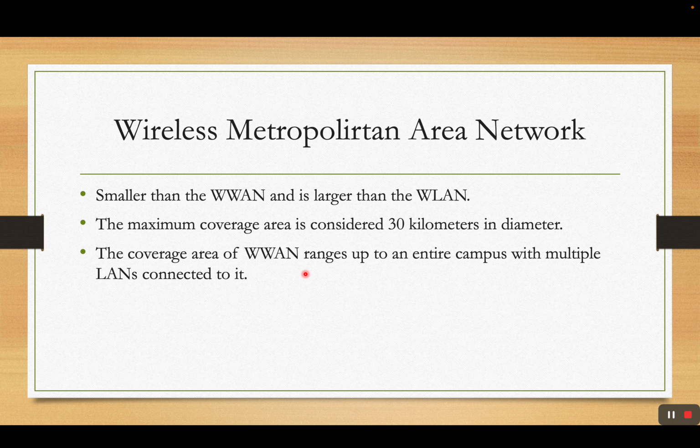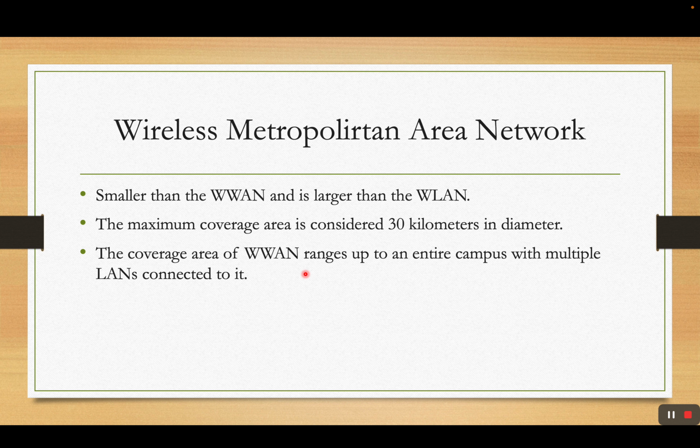Now, what are some of the features here? It's normally a relatively bigger network spread across a city or a large campus, with multiple small wireless LANs connected to it. It ranges up to 30 or even 50 kilometers. It may include many LANs and PANs. It can be point to point as well as point to multipoint network. It could be owned by an ISP or government organization or even a private organization.